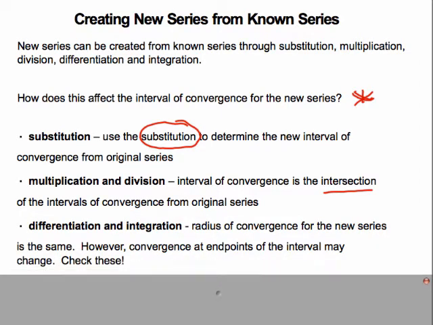And if you're creating new series through differentiation and integration, then the radius of convergence for the new series will be the same. Another way to say that is the interval of convergence is the same except the endpoint. So you need to check the endpoints. Let's look at examples of each of these.